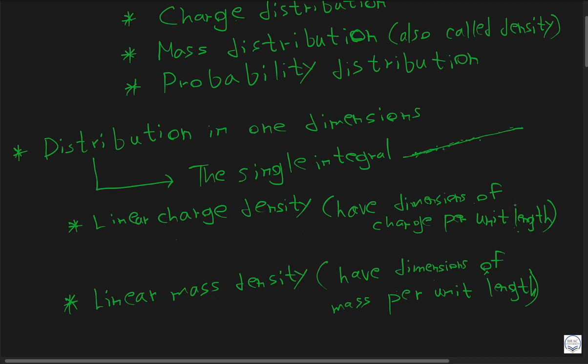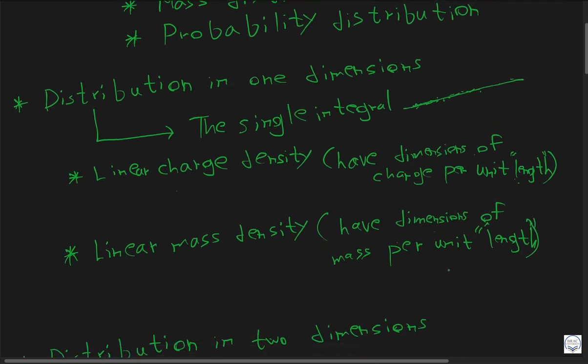An interesting thing to note here is that all of these linear densities will have dimensions which are per unit length. For instance, for linear charge density, we have charge per unit length, and for mass we have mass per unit length. So this per unit length part is important.